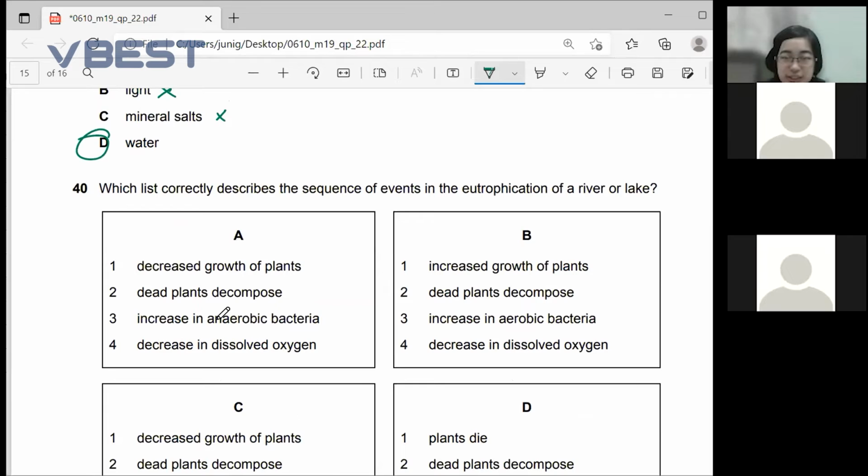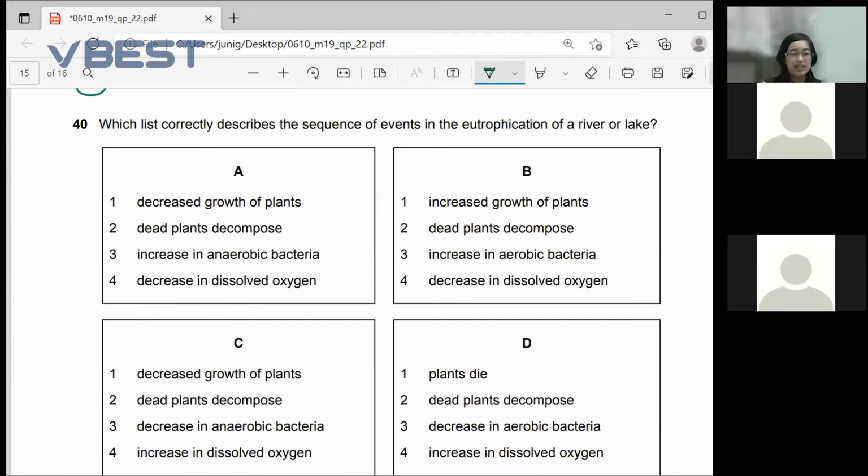Alright, 40. Which list correctly describes the sequence of events in the eutrophication of a river or lake? Okay, so everyone's starting to get the answer already, huh? Correct? So for this one, the answer is B. Eutrophication is the process where usually when we use fertilizer, the nitrogen in the fertilizer is there to help the plants grow, right? We covered that in the previous question, where nitrogen is needed for plant growth, and that is what's inside the fertilizer.